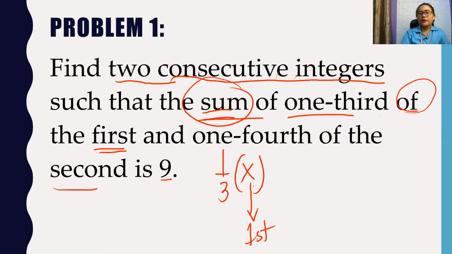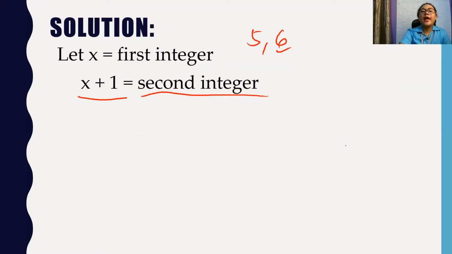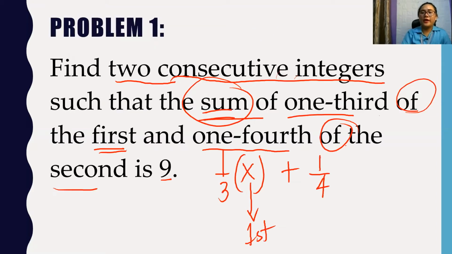Therefore, ito yung imo-multiply natin sa 1/3. And 1/4. So, add man kasi sum, therefore plus 1/4 of the second. So, multiply nyo naman si 1/4 of the second. Ano yung second natin na integer? X plus 1. So, we have multiply x plus 1 as our second integer.